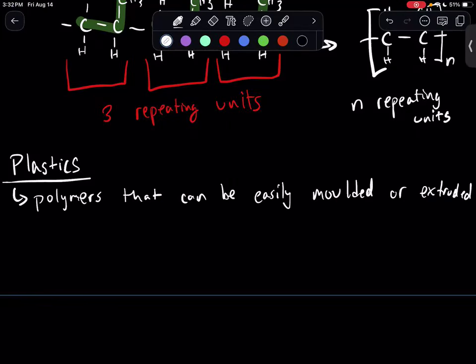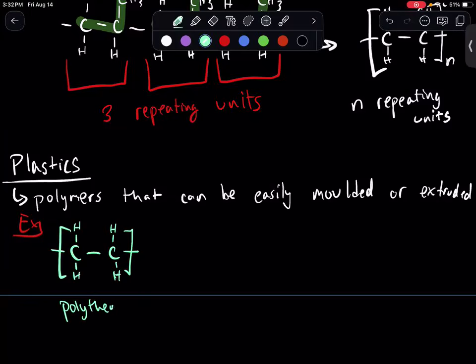And some of the very common ones, other than the polypropylene you saw, would be polythene, or sometimes we call it polyethylene. So I'll use the notation that we just learned here. Carbon, carbon. So this is one of the simplest ones. In fact, it is the simplest polymer. And this is polythene, or polyethylene.